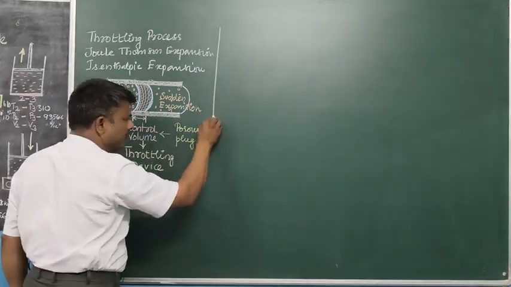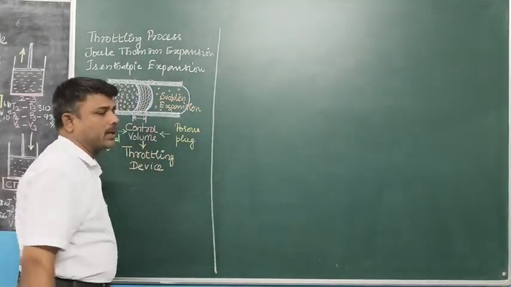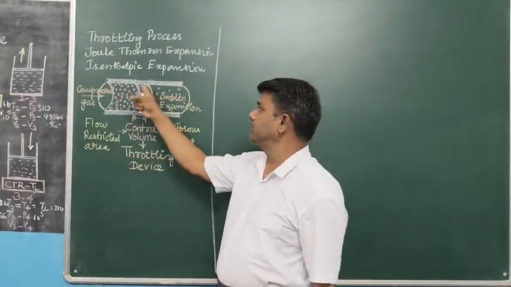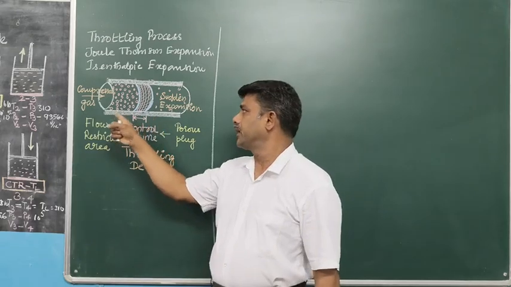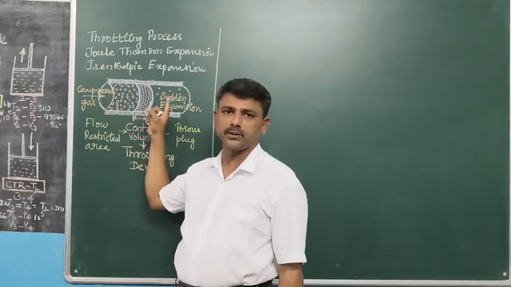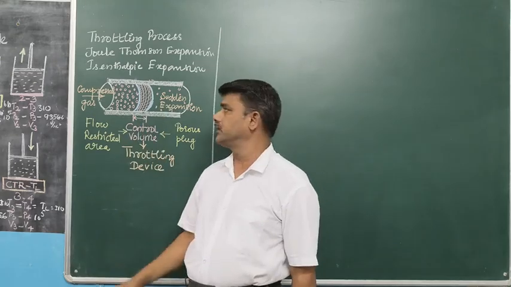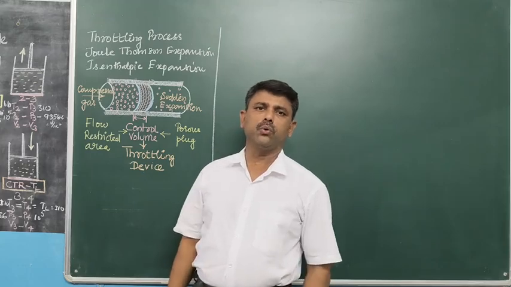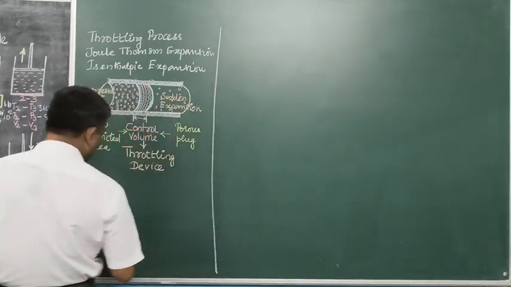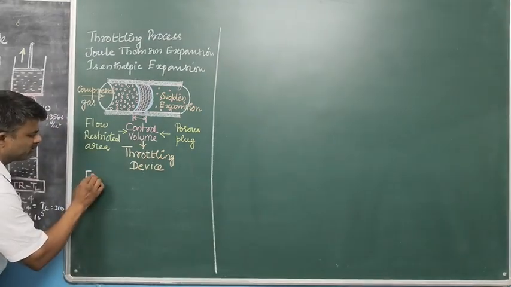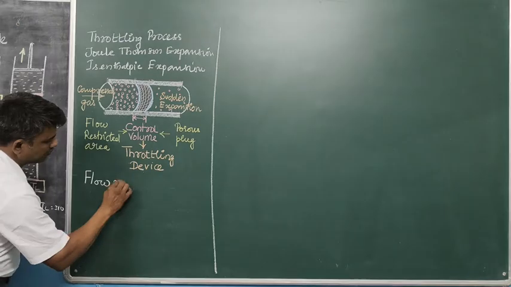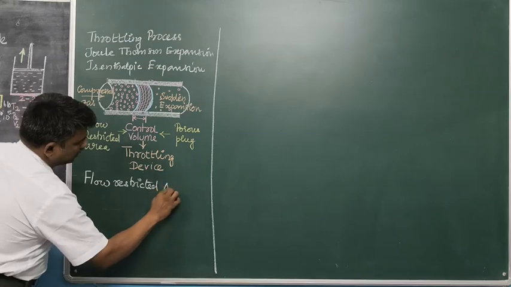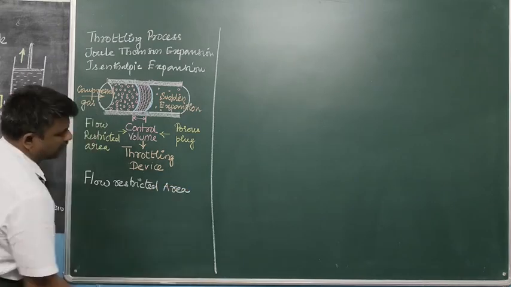To understand the principles behind the throttling process, let us consider a pipe flow. This is a pipe flow in which a compressed gas is allowed to pass. During its passage, it crosses a throttling device. Throttling device means flow restricted area. What are the examples?